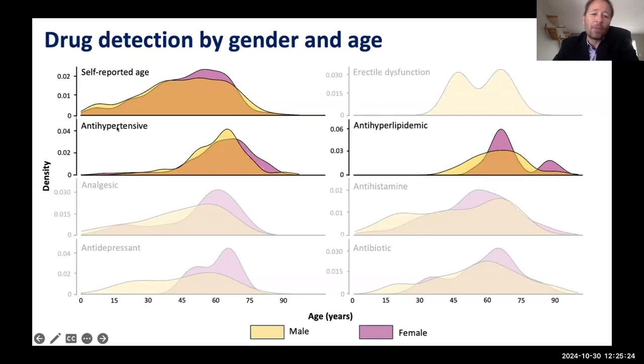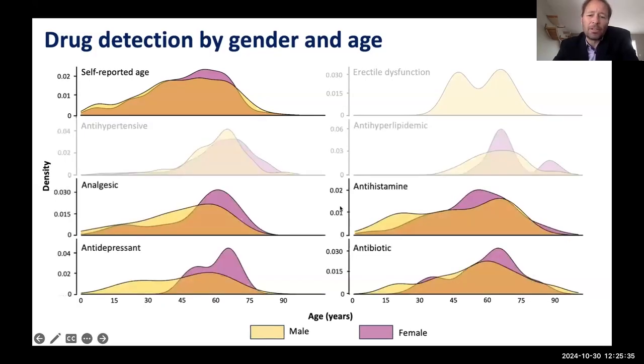But also antihypertensives and antihyperlipidemics, you start to see those emerge around the age of 45 all the way up to very old age. And then analgesics, antihistamines, antidepressants, and antibiotics are more widely used throughout the entire lifespan.